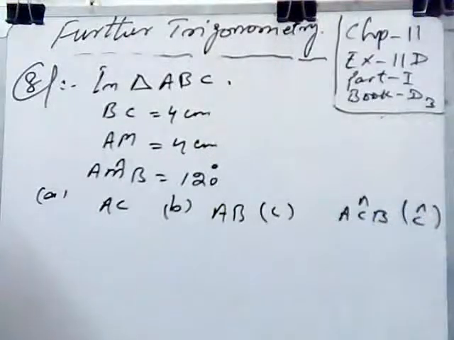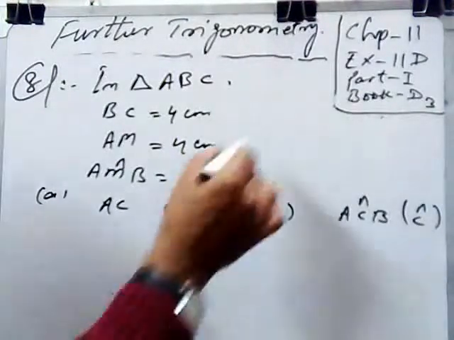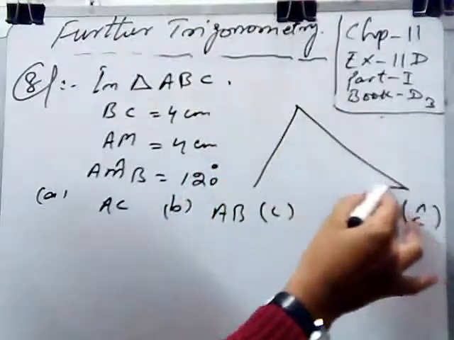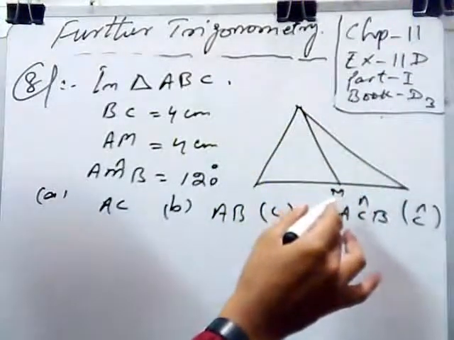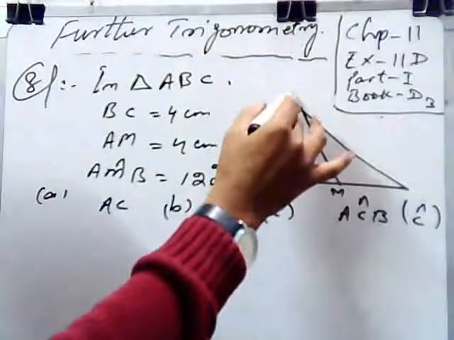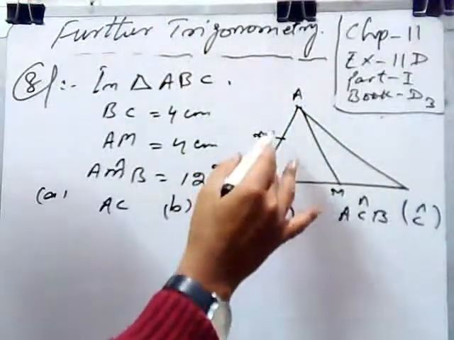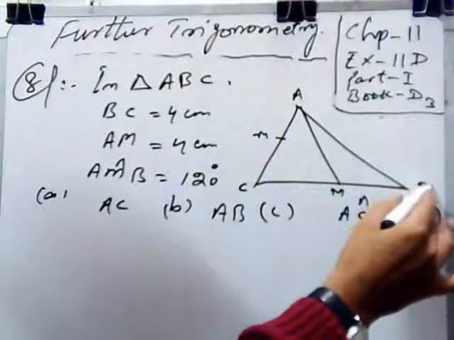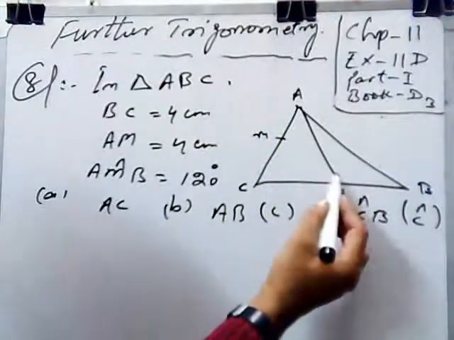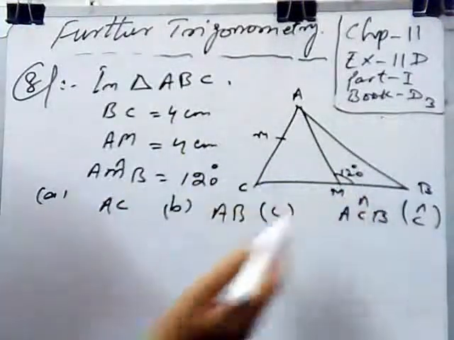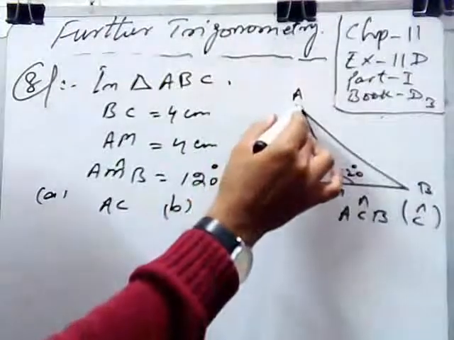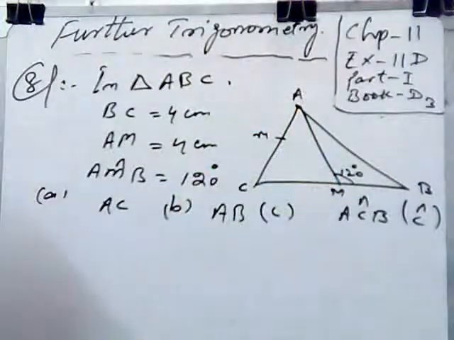So these three values are to be calculated, but when we read this statement, M is the midpoint of BC, so it is necessary to draw the configuration, because it will be easy to understand where M is and where C is. That is your A, that is your M, and that is your B, and the angle at M is 120 degrees, which is given. So we have drawn a simple diagram to understand better.